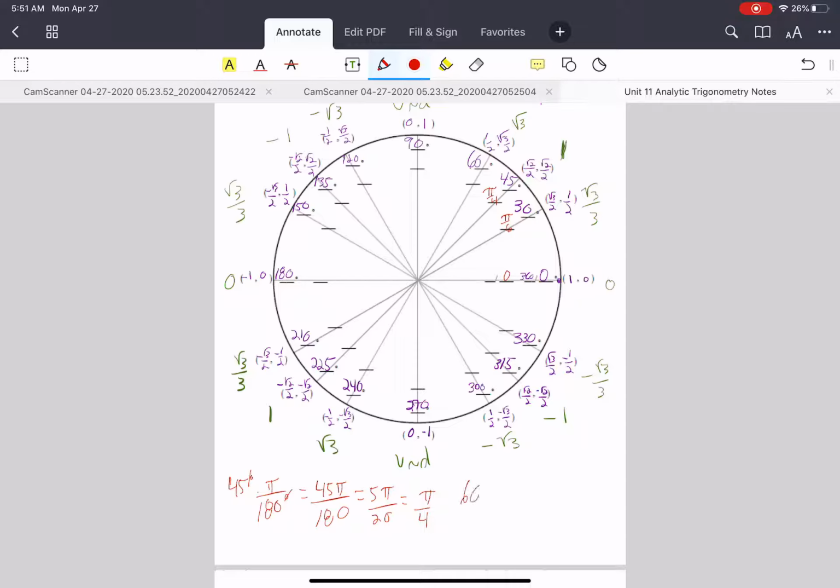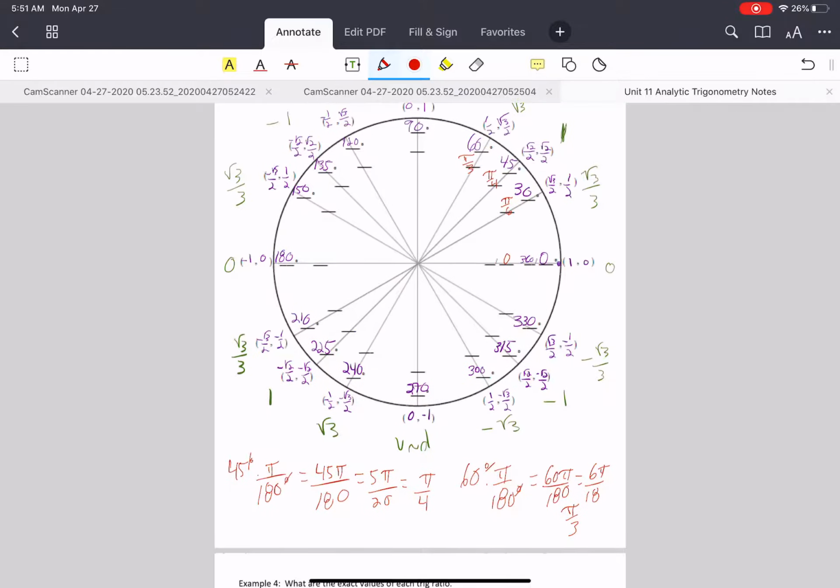Okay, let's do 60. 60 degrees times pi over 180 degrees. So 60 pi over 180. Let's start by reducing by 10. That's the easy one. And then I can reduce by 6.